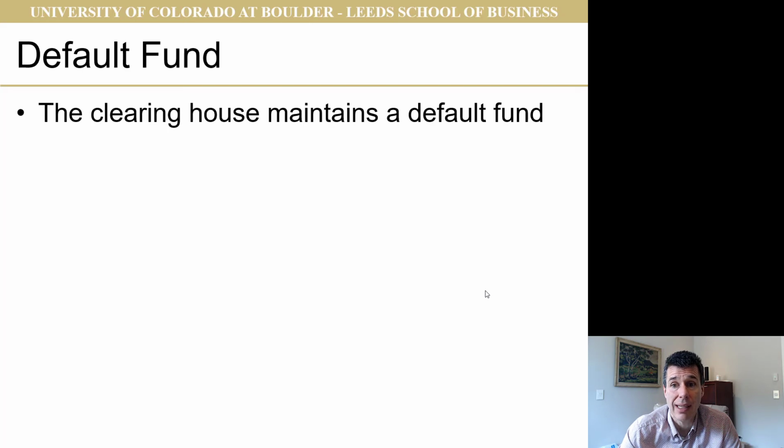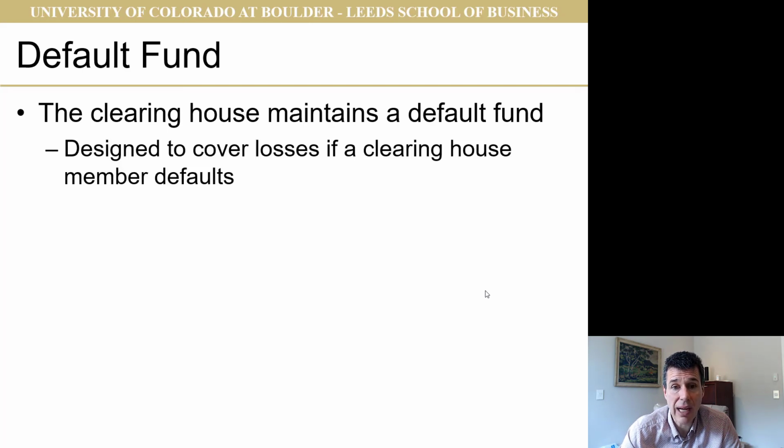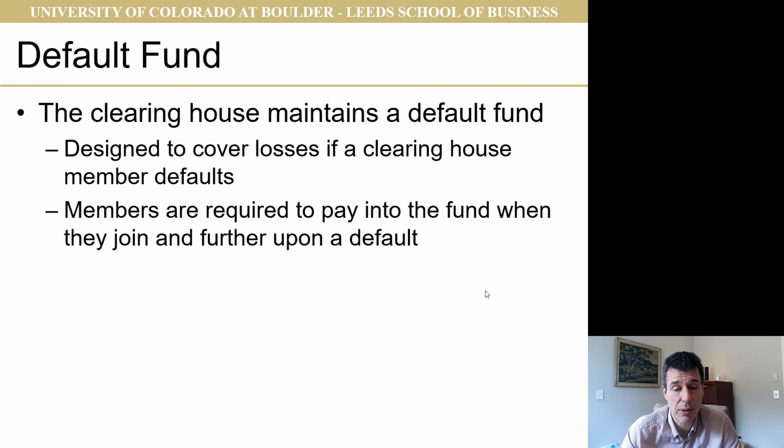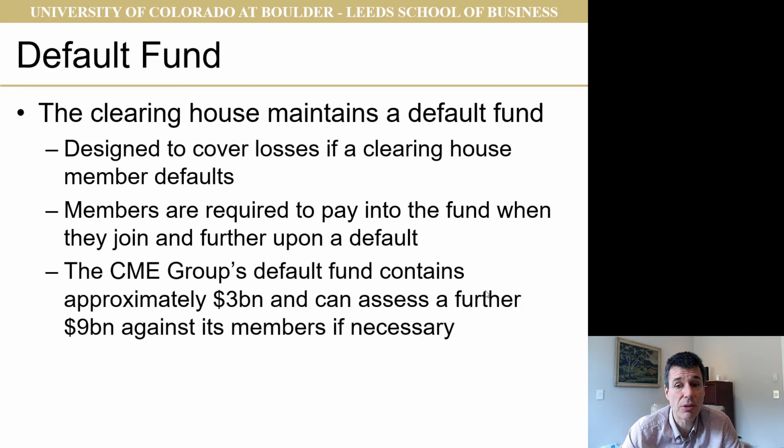Now, the clearinghouse maintains a default fund, and this is designed to cover losses if a clearinghouse member defaults. Members are required to pay into the fund when they join and further upon a default. The CME Group's default fund contains approximately $3 billion and can assess an additional $9 billion against its members if necessary. So let's go back for a second.